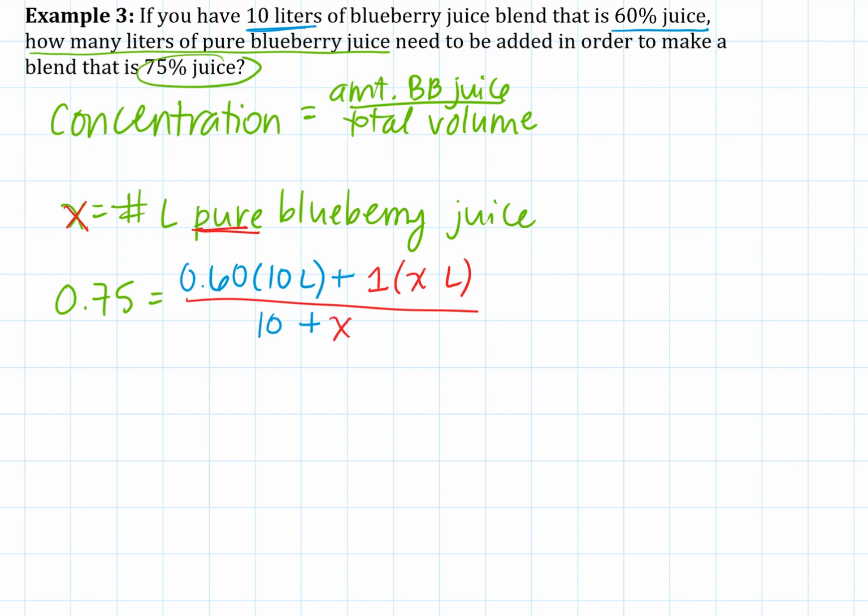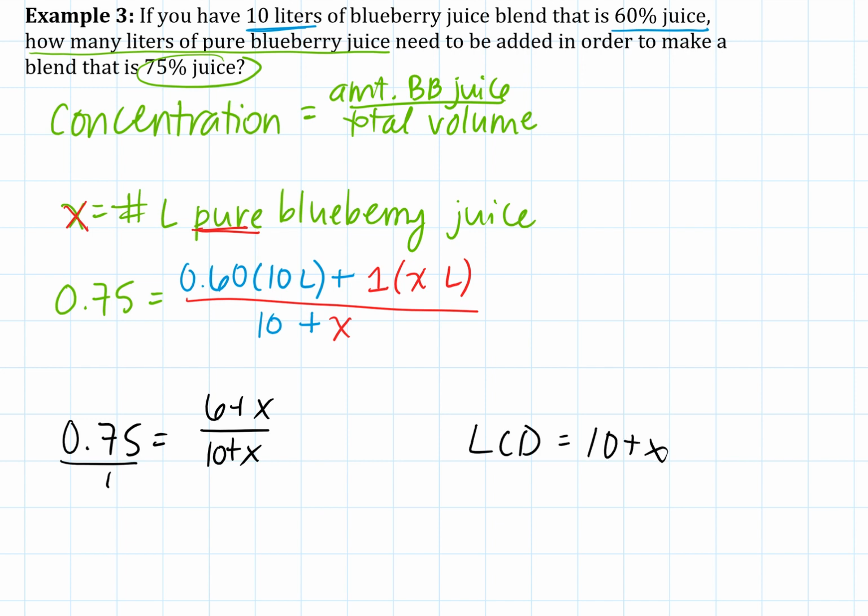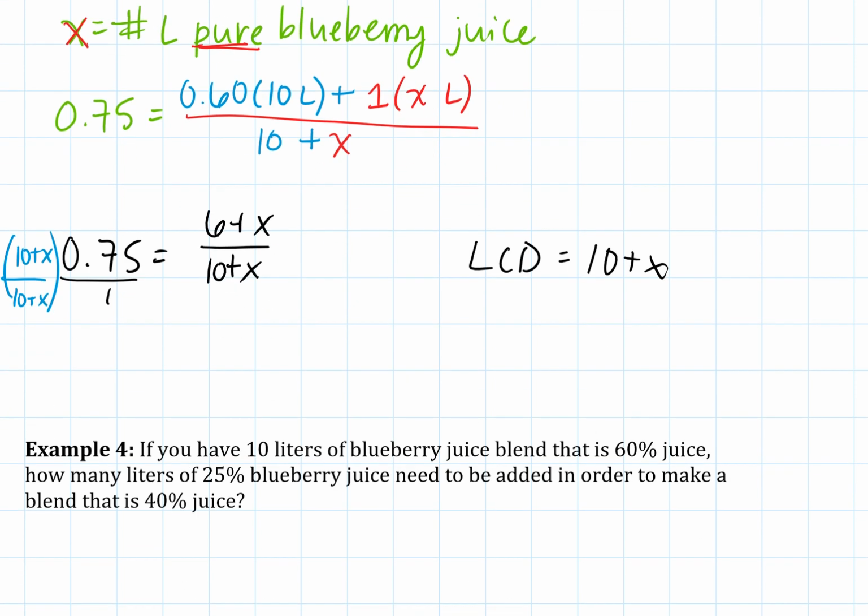Well, this is just a rational equation which we can solve by getting a common denominator. So we have 0.75 equals, to make this easier, we can multiply these out, (6 plus X) over (10 plus X). Well, and this is over 1, so our least common denominator will be 10 plus X. So we need to multiply here. We can multiply by distributing. So we get 7.5 plus 0.75x is 6 plus x. We drop the denominators because the denominators are the same. Therefore, the numerators must be the same.